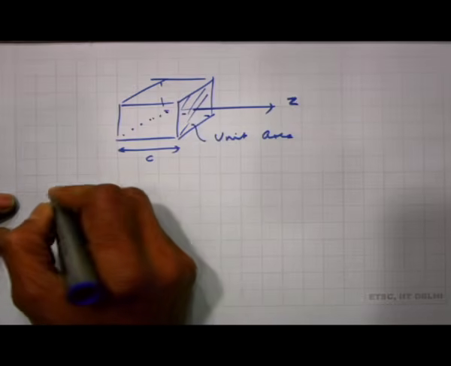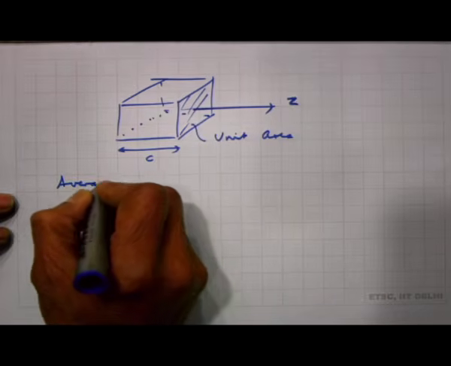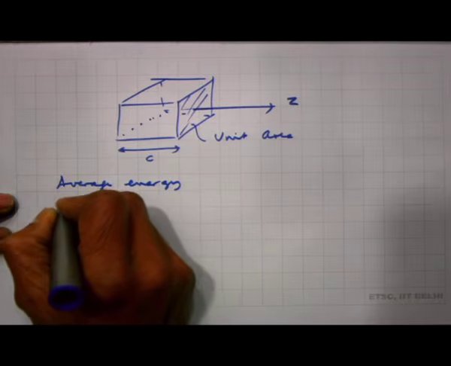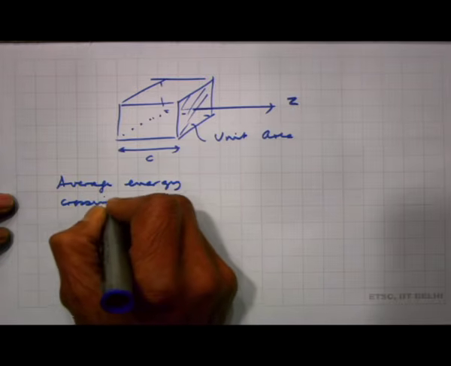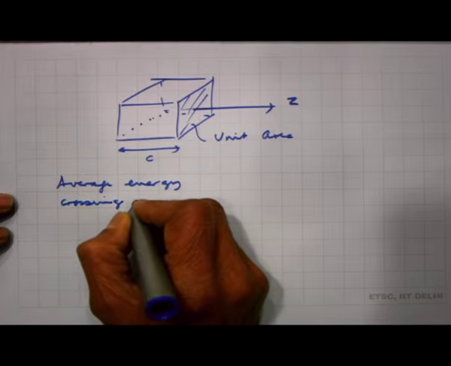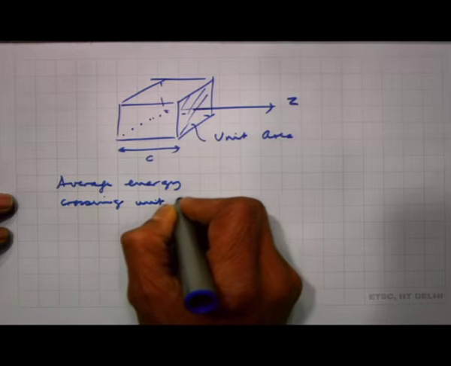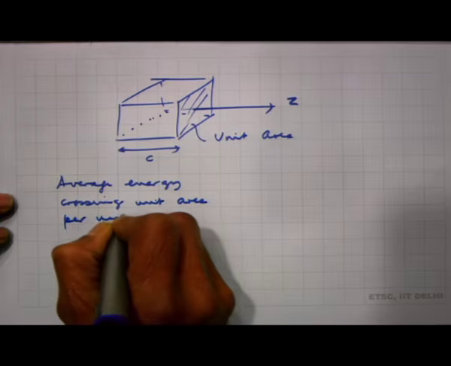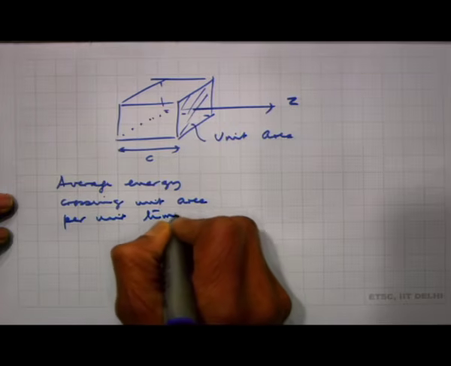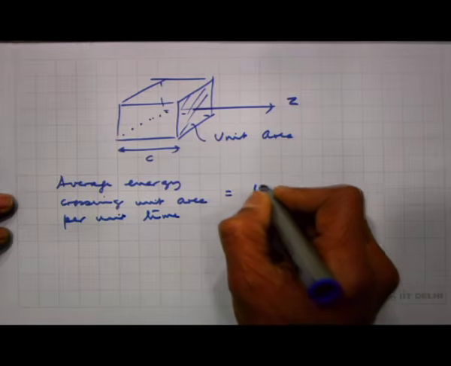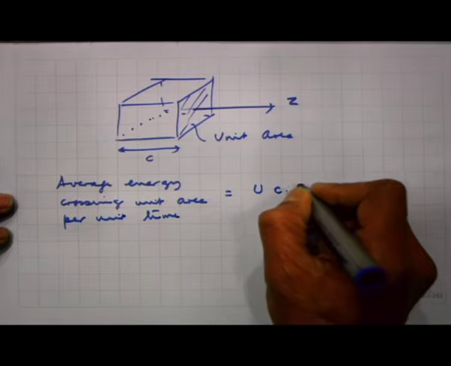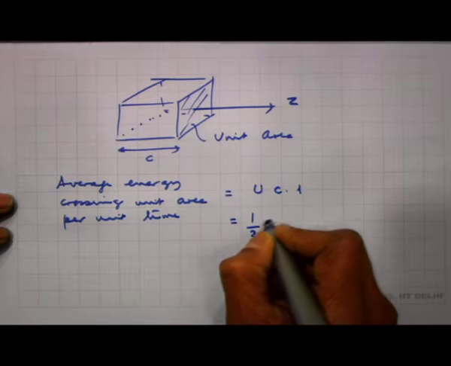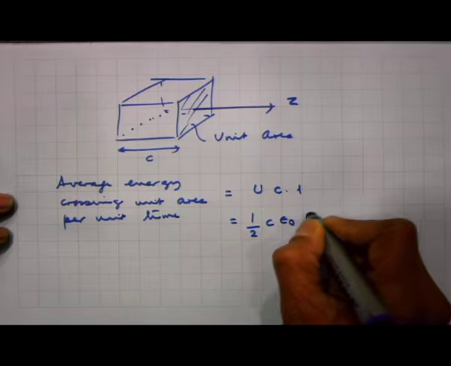So, I can calculate the average energy crossing unit area per unit time as equal to the energy density into the volume, which is c into 1, which is equal to 1 by 2 c epsilon 0 E naught square.